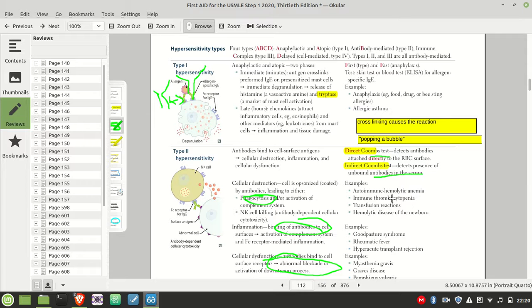Yeah, I hope we've gone through everything here. Remember, they love talking about tryptase, and they love talking about it's the cross-linking that causes everything. Cross-linking. Okay.